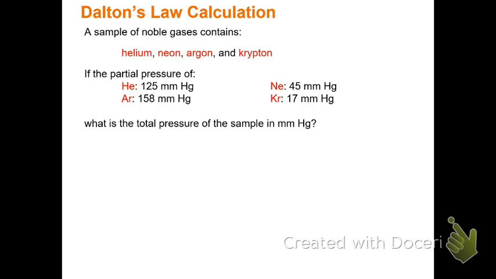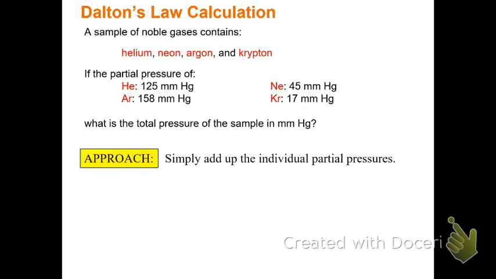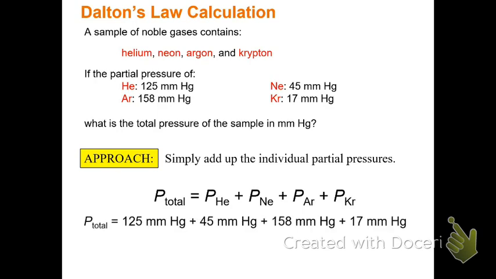Well, all you have to do is add them all up. Simply add up all the individual partial pressures using this equation. So the partial pressure of helium plus that of neon, argon, and krypton gives us the total pressure. And that would give us 345 millimeter mercury. So this is a simple type of Dalton's law problem. Let's look at a more challenging one in the next slide.